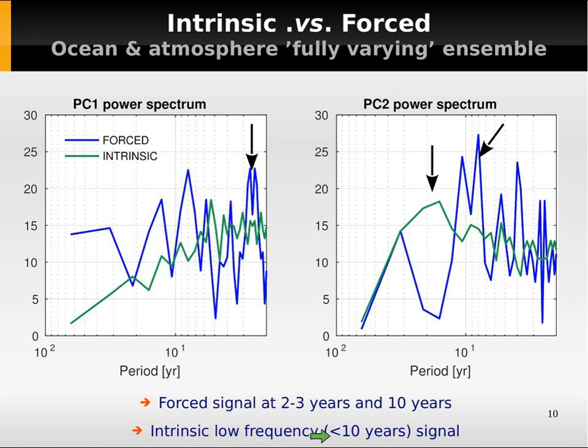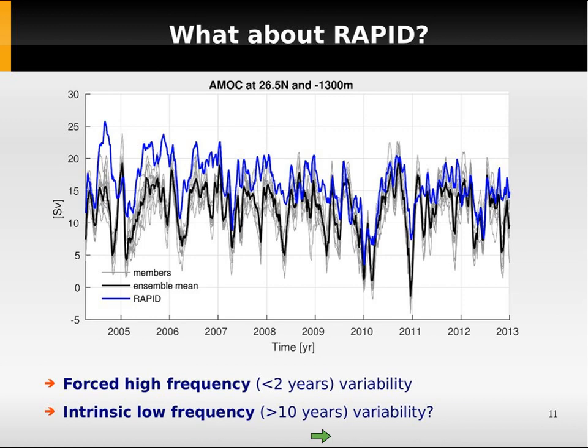So if we replace this result with what was on the time series I showed you earlier, comparing with the RAPID array, if you remember, we are underestimating what is measured at the beginning of the record. We become pretty good at the end, and there is also good agreement with the variability at seasonal scales and up to two years.